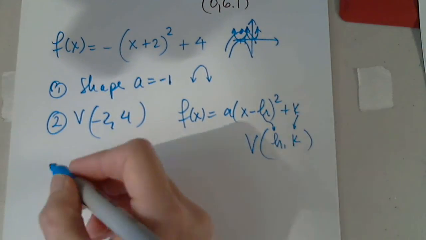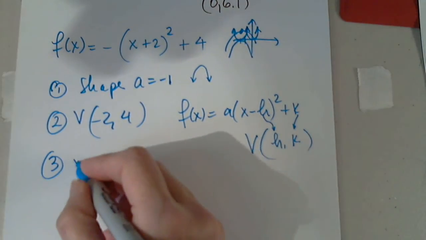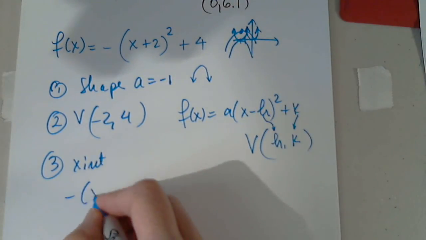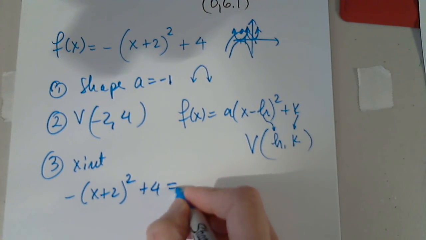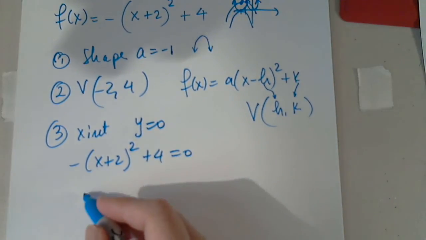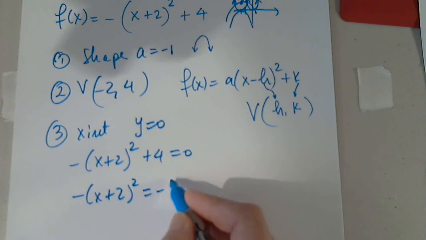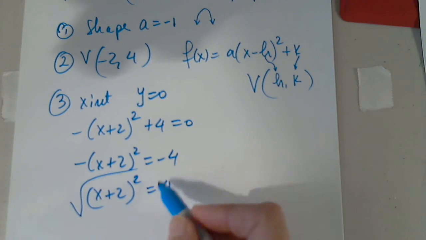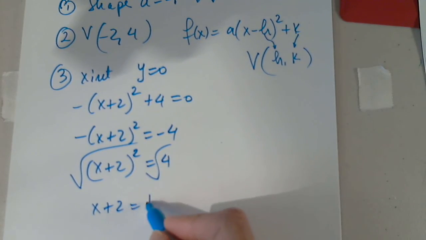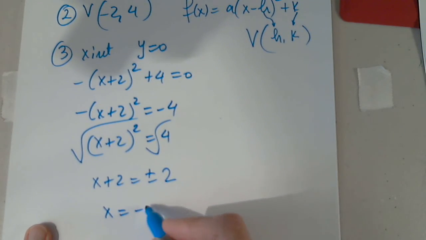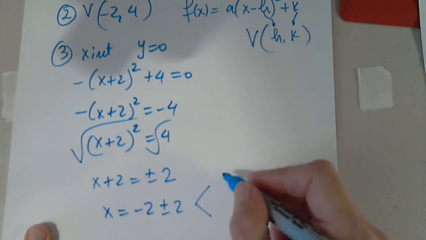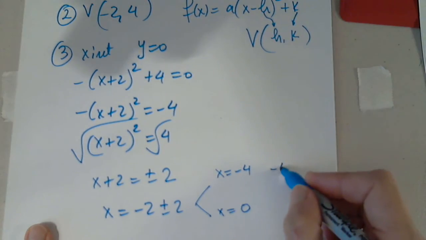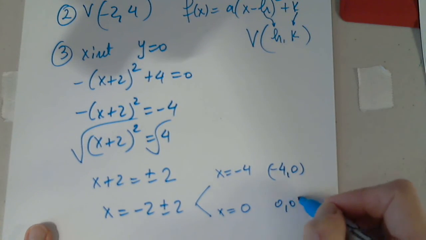The rest is the same. The x-intercepts, do they exist? Yes. I already graphed it. Of course they do. I have to make y equals 0. So I get this. I multiply both sides by negative 1. And I take the square root. And now I have to have plus or minus. And then x equals negative 2 plus or minus 2. And I have two options, negative 4 and 0, or negative 4 comma 0 and 0 comma 0.